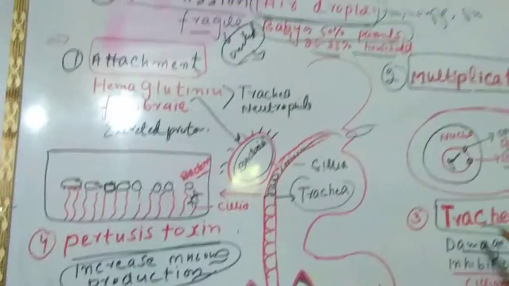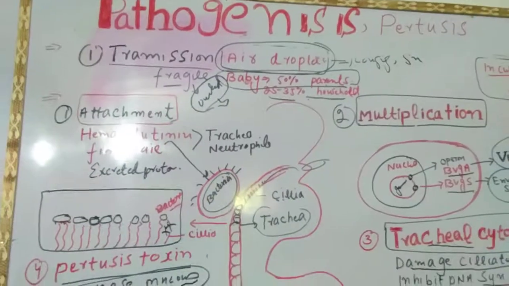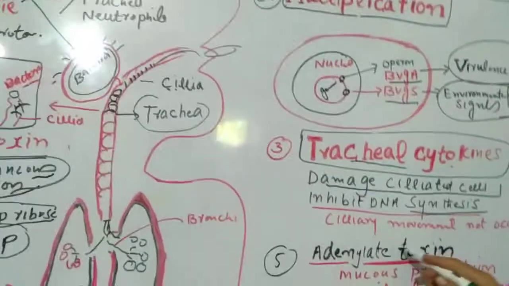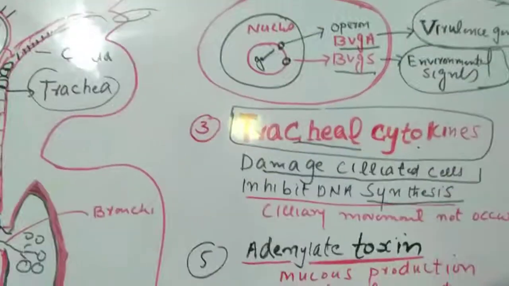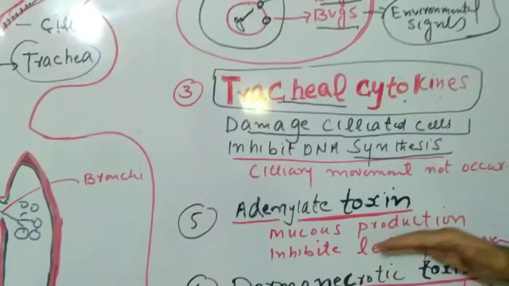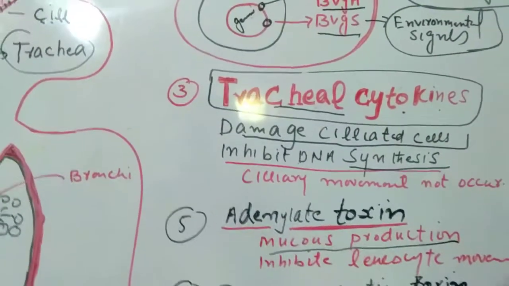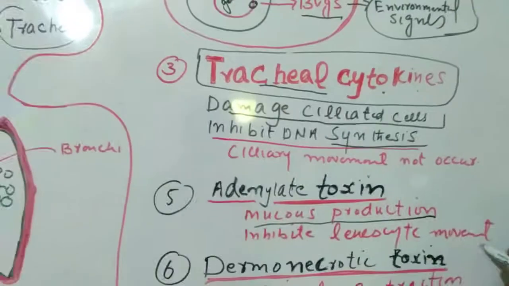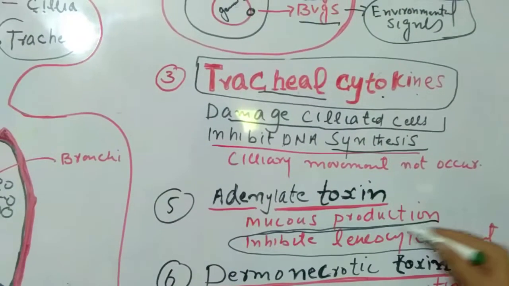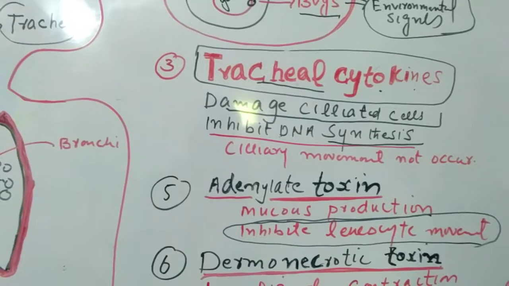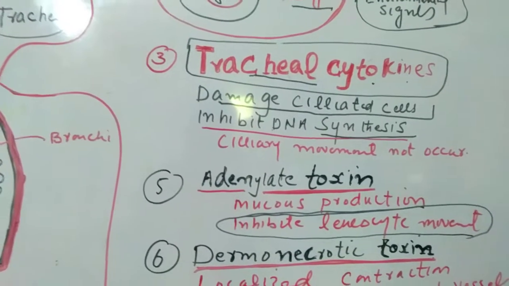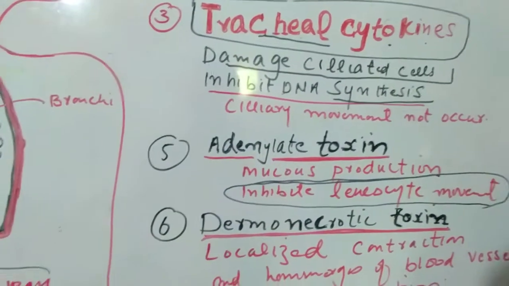Now, after this pertussis toxin, it also produces another important toxin, that is adenylate toxin. Adenylate toxin also helps in the production of mucus, and also inhibits leukocyte movement. When leukocyte movement does not occur, what will happen? Bacteria will survive.